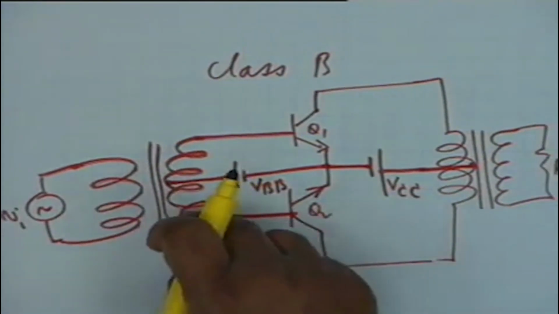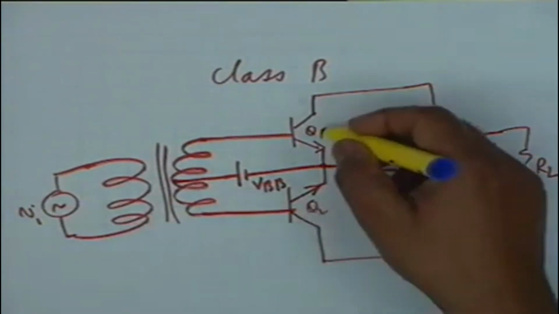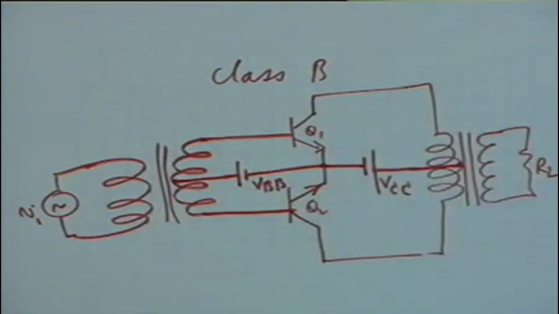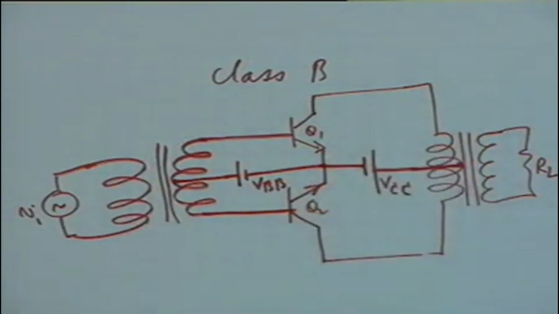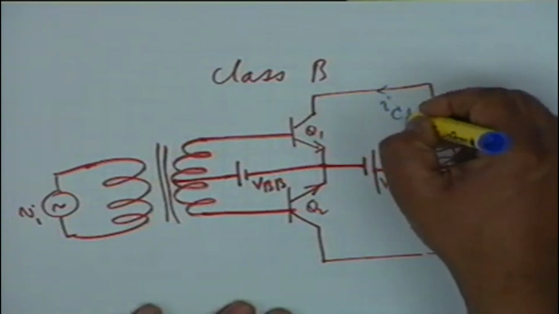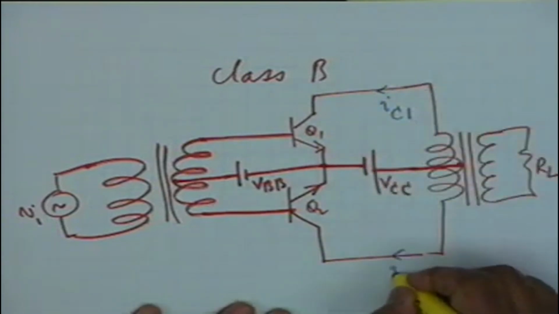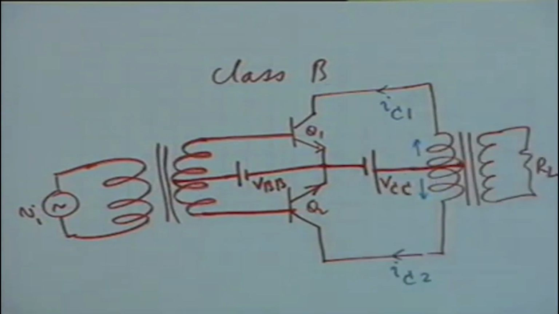There are two transistors needed, one is the input and the other is the output. Both transistors operate under class B condition, that is normally it does not conduct. In the absence of a signal there is no collector current. Let me show the directions of the collector currents. This is I sub C1 and this is I sub C2. They flow in opposite directions in the transformer.